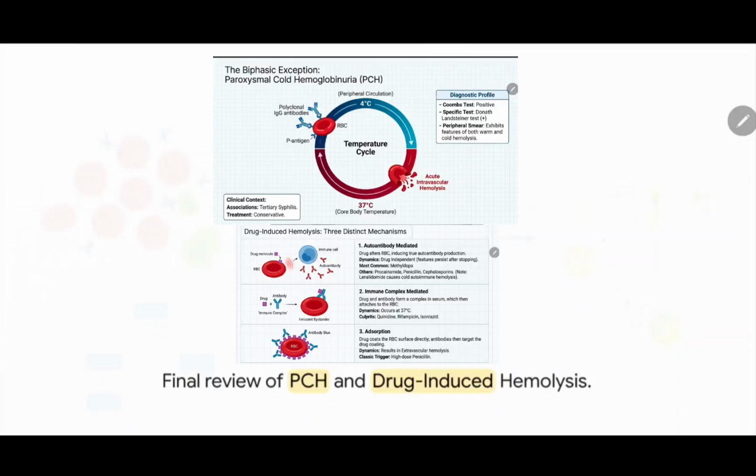Let's do a really quick visual recap of the PCH and drug-induced concepts we just discussed. I want you to lock this framework into your visual memory right now. Remember the Donath-Landsteiner antibody for PCH binding the P antigen? Remember methyldopa for autoantibody, rifampicin for immune complex, and high-dose penicillin for adsorption.